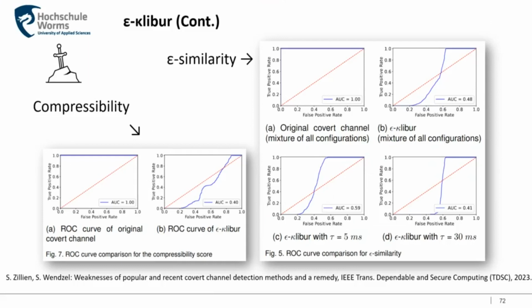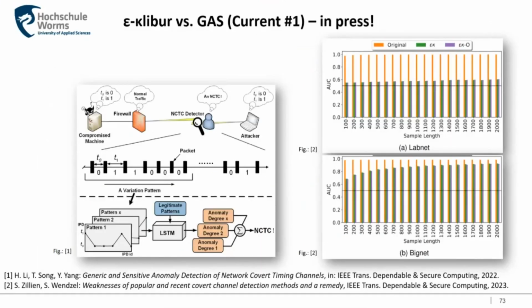So we were quite happy and submitted this to TDSC, and they said, well, what's with the most recent algorithms? And we checked, first of all, GAS, which is more or less actually the latest and the best covert channel detection system, at least that I know. And GAS uses different features from traffic flows to feed an LSTM and then discriminate between covert and non-covert, but not for the simple ones, but for all the sophisticated types of network covert channels. So not the one with two symbols.